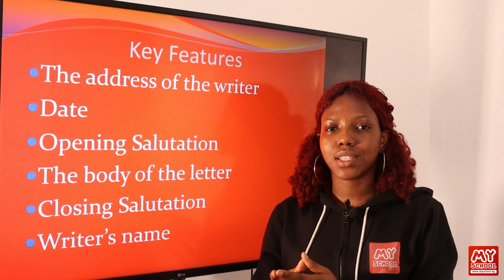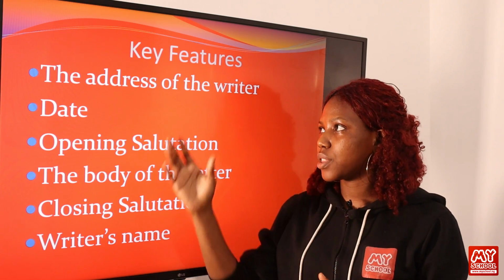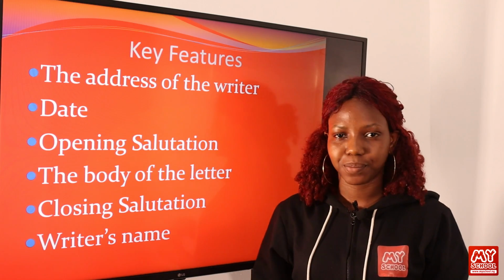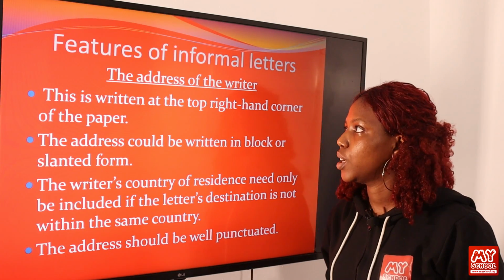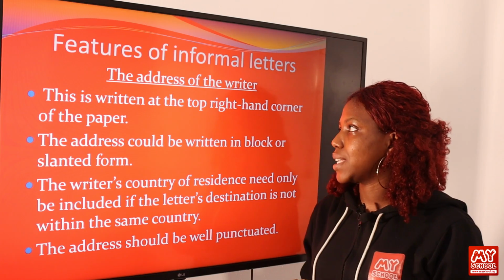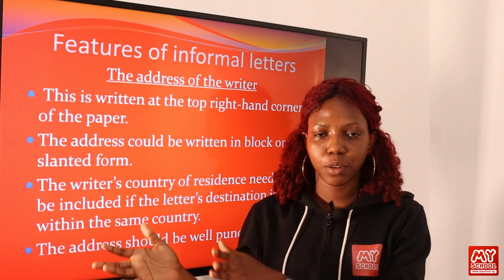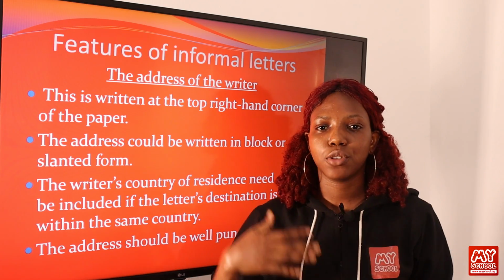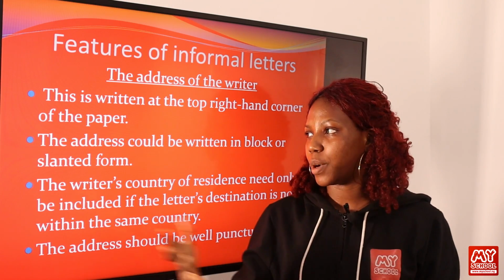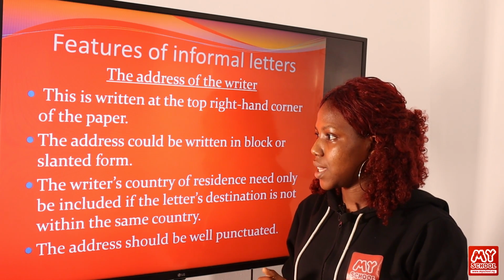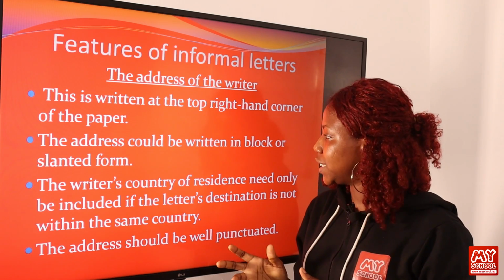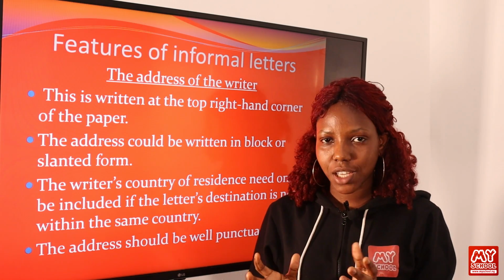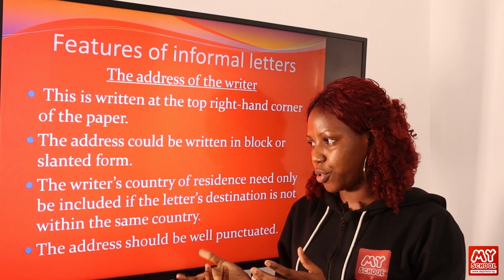Now let's take a look at each of these, starting with the address of the writer. This is written at the top right hand corner of your paper. The address could be written in block or slanted form. We'll be taking a look at that as we progress.